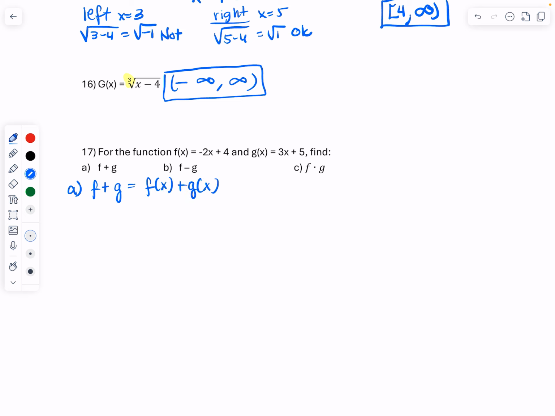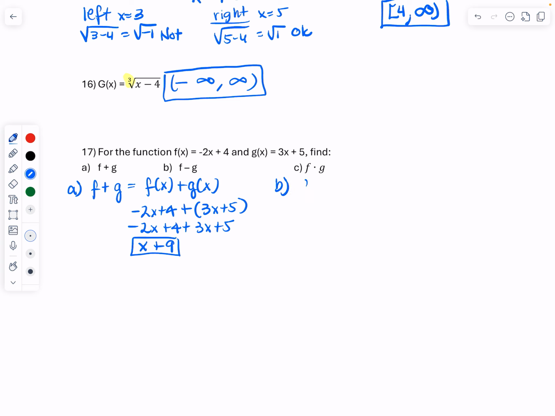f of x equals negative 2x plus 4 plus parentheses g of x is 3x plus 5. Negative 2x plus 4 plus 3x plus 5. 3x minus 2x is x, and 4 plus 5 is 9. So x plus 9 is f plus g.